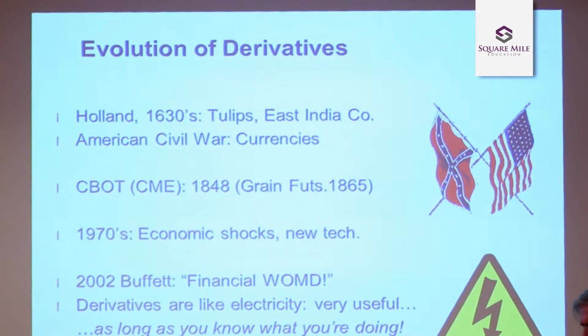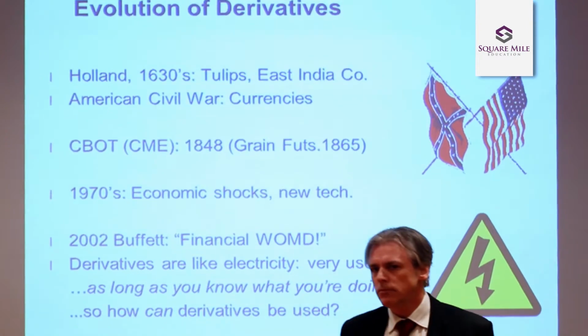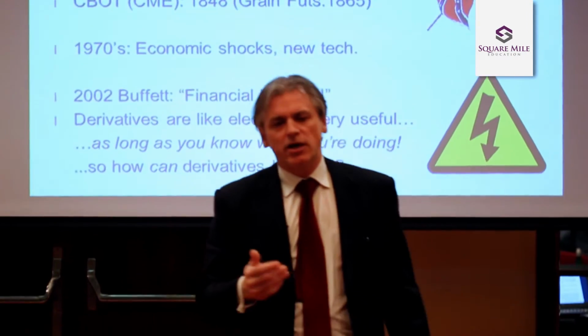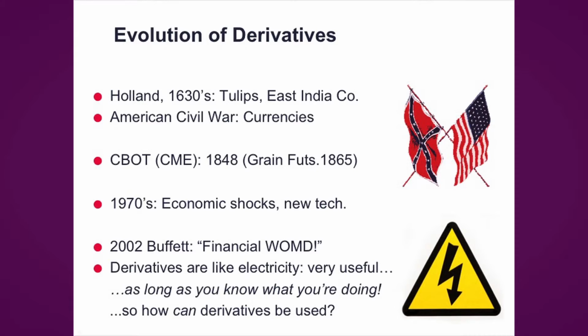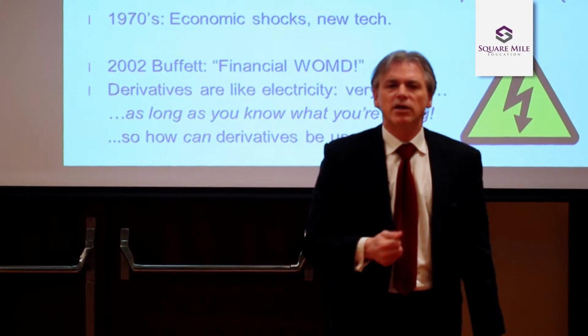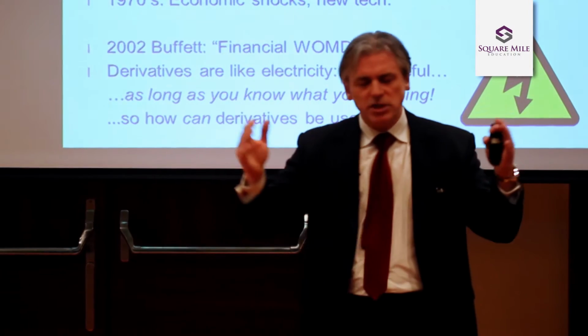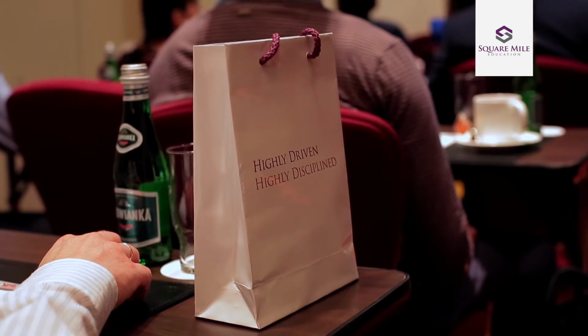A lot of people think that derivatives are a relatively recent phenomenon, but actually they've been around for thousands and thousands of years. But it was really in the 1970s that the huge explosion in derivatives use happened. We had a series of economic shocks with the oil price, we had deregulation of markets, and there was a huge explosion in the use of derivatives.